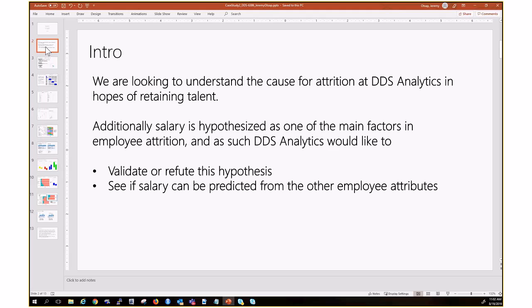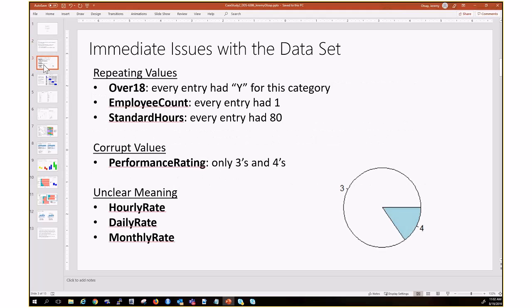So in this scenario, we are working with DDS analytics in the hopes of retaining talent, looking at the surface area of their employees. Additionally, salary is hypothesized as one of the main factors in employee attrition, and as such, DDS analytics would like to validate or refute this hypothesis and see if salary can be predicted from other employee attributes. Now, before we can go forward with the analysis, there were some issues with the data set.